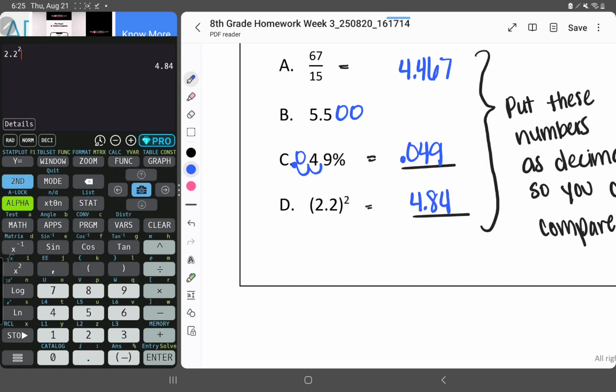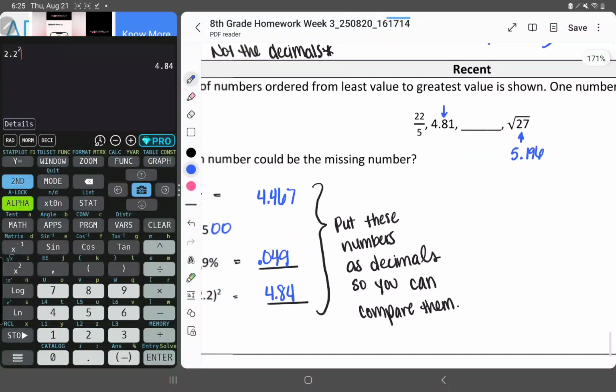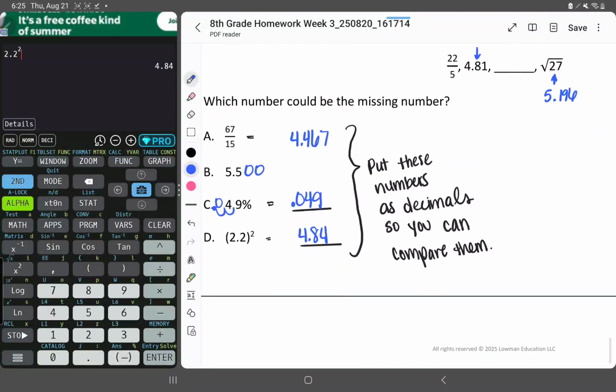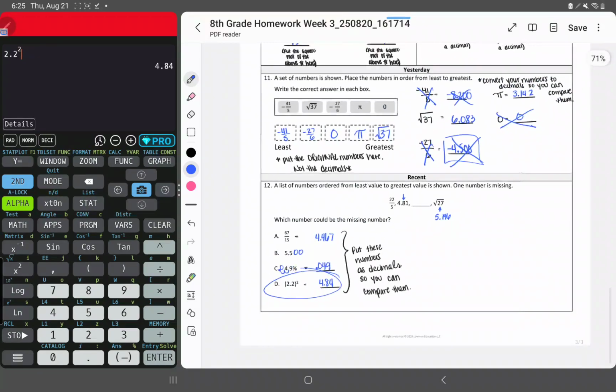So when we look, we're looking for something that's bigger than 4.81. So we have two numbers that are bigger than 4.81, B and D. We are also looking for something that is smaller than 5.196. So which one is it, B or D? We're going to be left with D. And that's it.